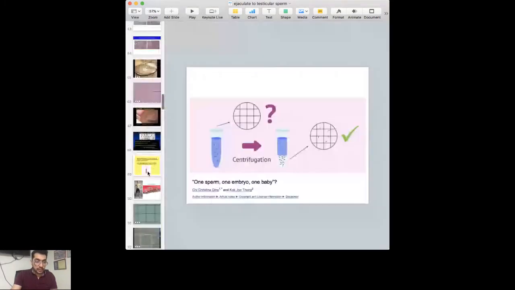Let me see the other question, if I can find the slide for retrograde here, because for retrograde also there is a preparation technique to follow. Give me 1 second.